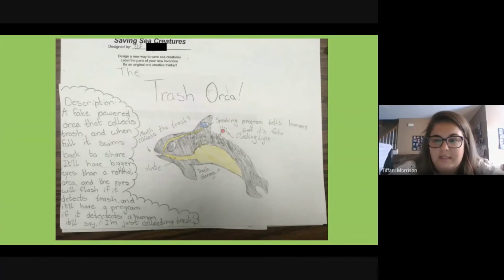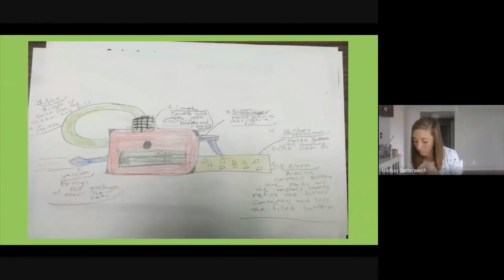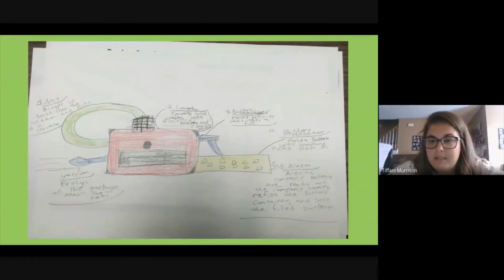Okay, I see a lot of yeses. Definitely yes for creativity. Okay, and then here's the next one. He or she has labeled it with actual steps.